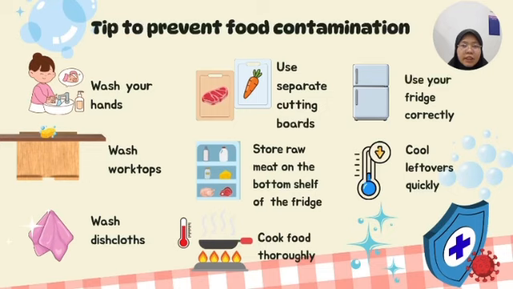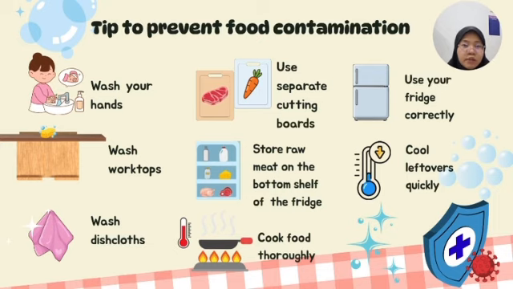Here are some practical tips to avoid food contamination. First, wash your hands. Wash your hands properly using clean water and soap, making sure to wash all parts of your hands: the palm and back of your hands, your fingers, between each finger and your nails. Then, rinse with clean water and dry with a clean towel or tissues.